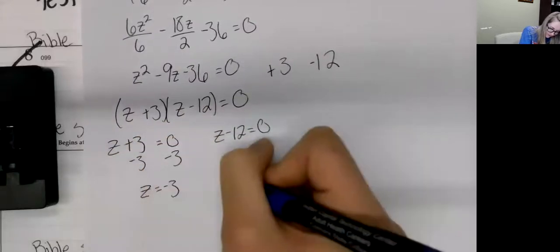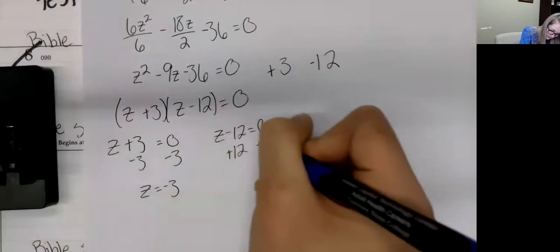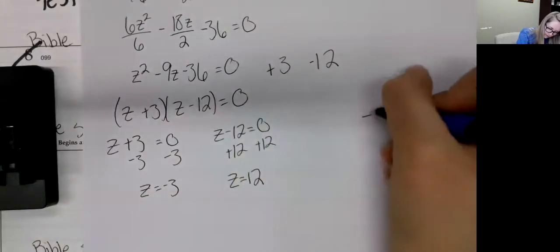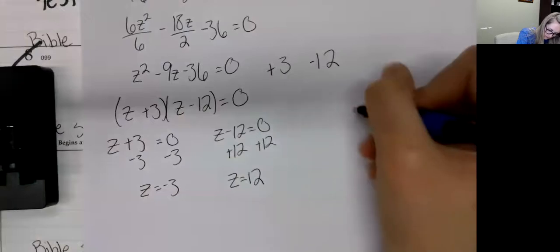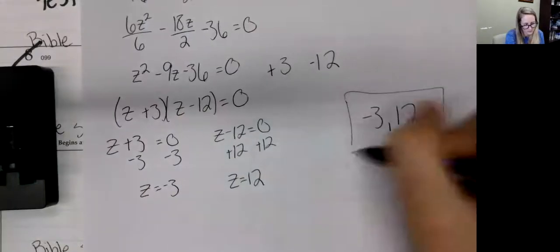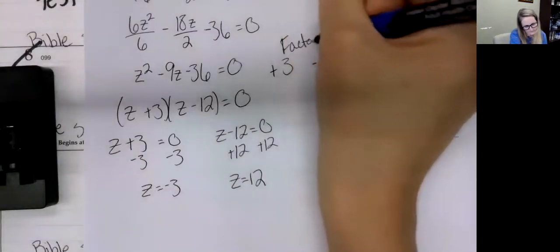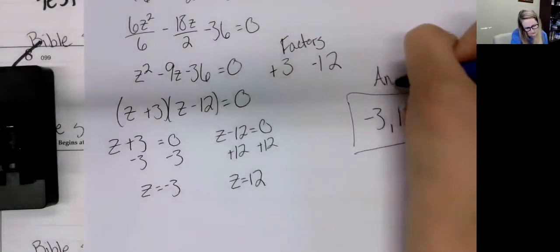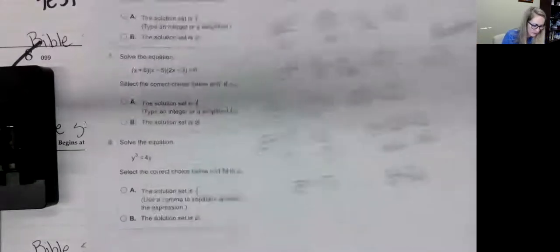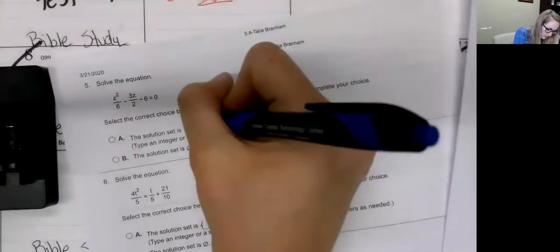So z equals negative 3 and z equals 12. So we'd have negative 3 and 12. I'm going to box this one since this is our factors. Write that down.